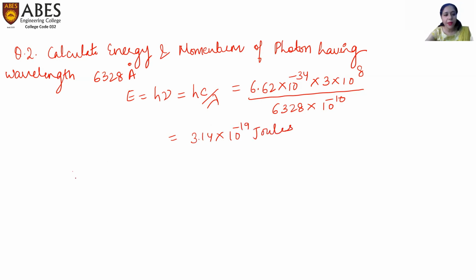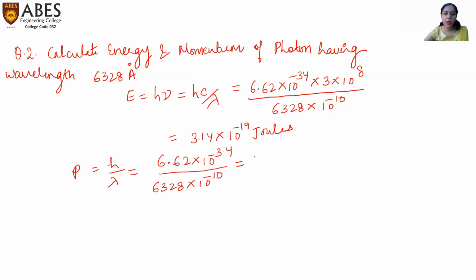For momentum, p is equal to h by lambda. So again, on putting the values, it will be 6.62 into 10 raised to the power minus 34 by 6328 into 10 raised to the power minus 10, which will be 1.05 into 10 raised to the power minus 27. As it is momentum, the unit will be kg meter per second. So this time we are calculating energy as well as the momentum. Coming to the next question.